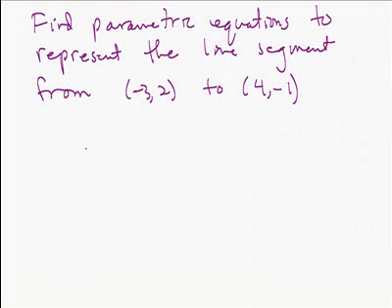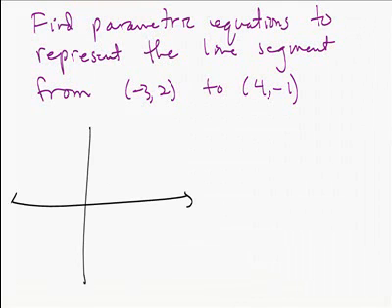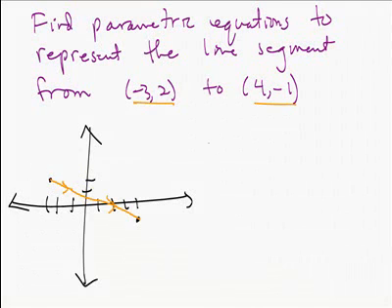So graphically, what are we doing here? Well, we're looking at a line segment. Let's just get a quick sketch here. As you know, I'm not the best at drawing these straight lines, but there's (-3, 2) and (4, -1). So we have this line segment here, and we want to go from this point to this point. So we want to travel in this direction.